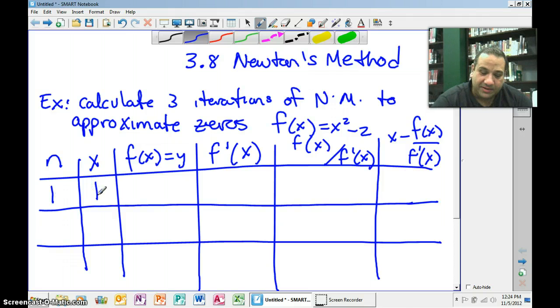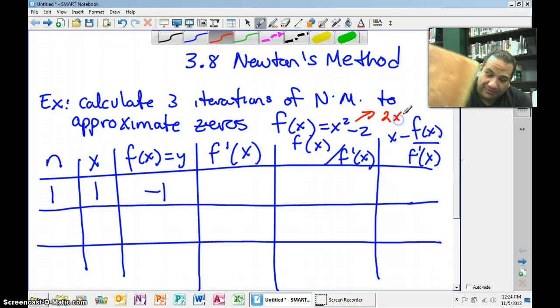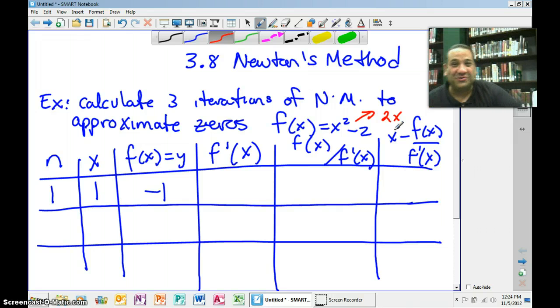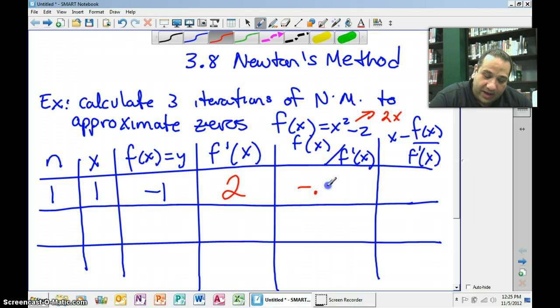When I plug 1 into that function, I get -1. Now I need the derivative. The derivative of this is what, Newton? 2x. Newton says 2x. So we plug 1 into that, and we get 2. Now I divide these, and I get -0.5.